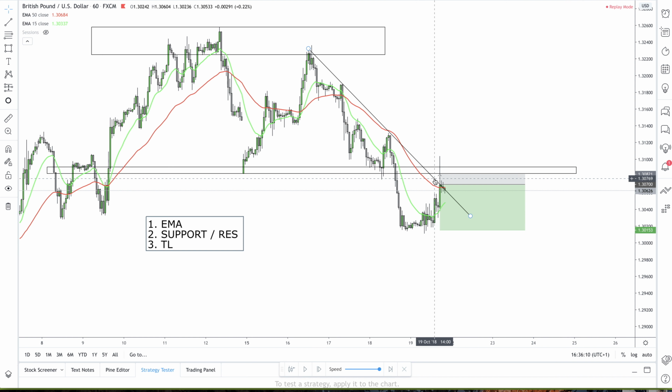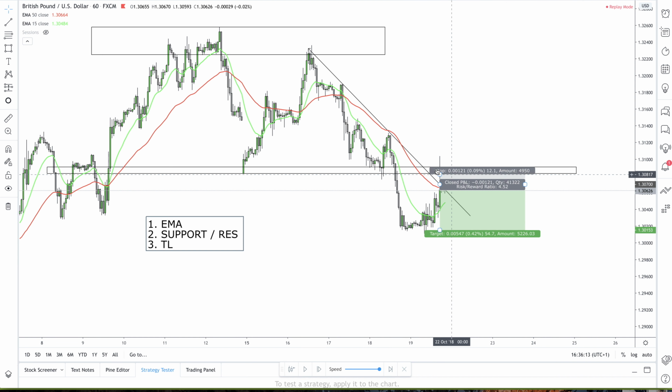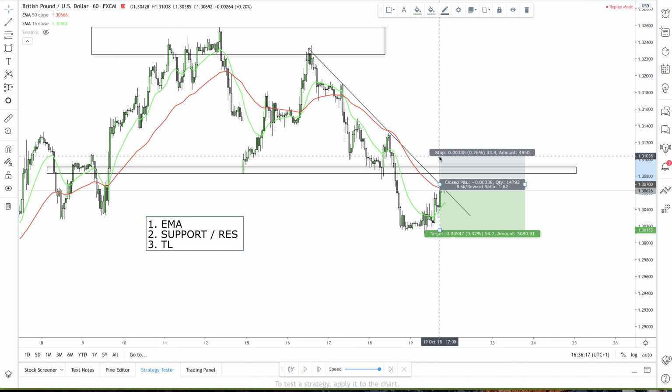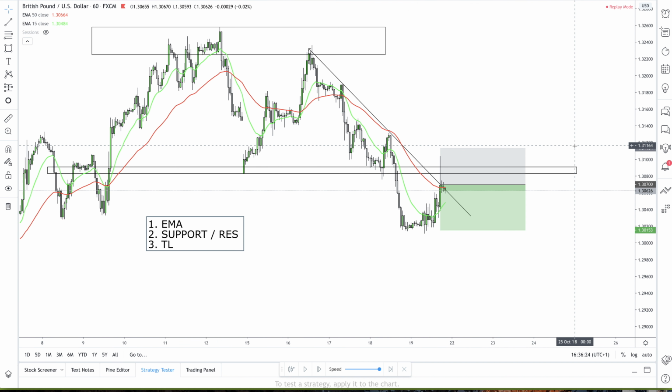No. You need to ask yourself, where can I put my stop loss? Well, I can put it behind the EMA. Perfect, there's one barrier. Behind the trend line. Perfect. Above this last high, and also above this really nice old support, which is now resistance. Perfect. You've got your stop loss in a great place.